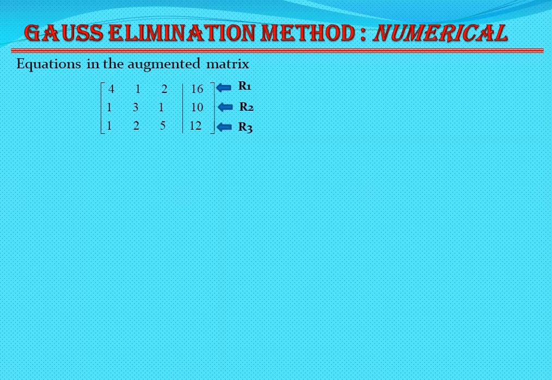Now we are going to convert the matrix into upper triangular form, which means all the elements below the main diagonal are converted into 0. Then we apply backward substitution to get the results. To convert these elements into 0 we apply row transformations.